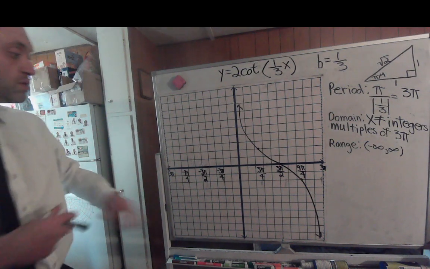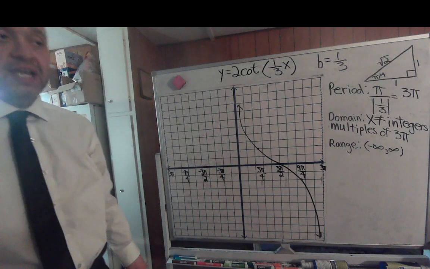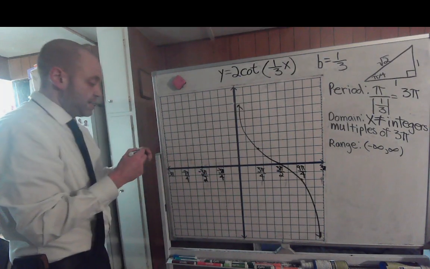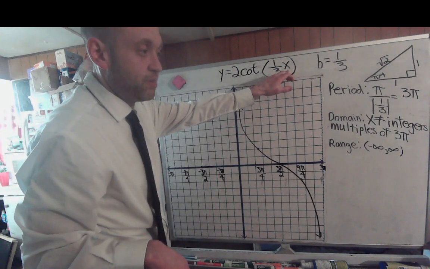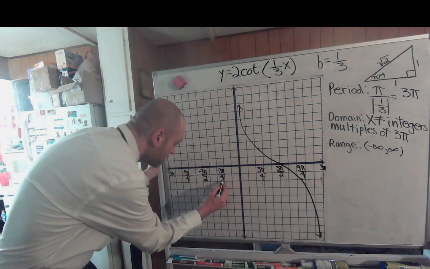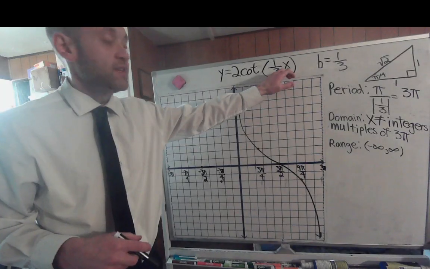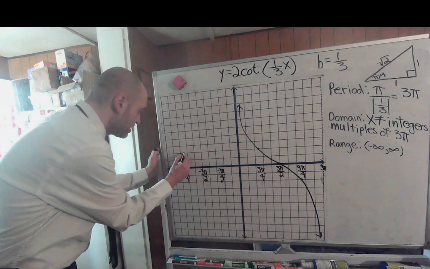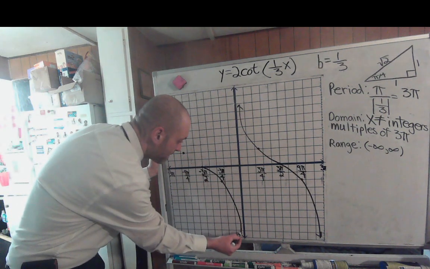Alright, and then let's go to negative 3 pi over 2. If I put that in for x, I'll get the cotangent of negative pi over 2, which is also 0. Now, let's do negative 3 pi over 4. That would give me the cotangent of negative pi over 4, which is negative 1 times 2 is negative 2. Now, if I did negative 9 pi over 4, that would give me the cotangent of negative 3 pi over 4. That's positive 1 times 2, so that's going to give me positive 2. So let's go ahead and graph this again here.